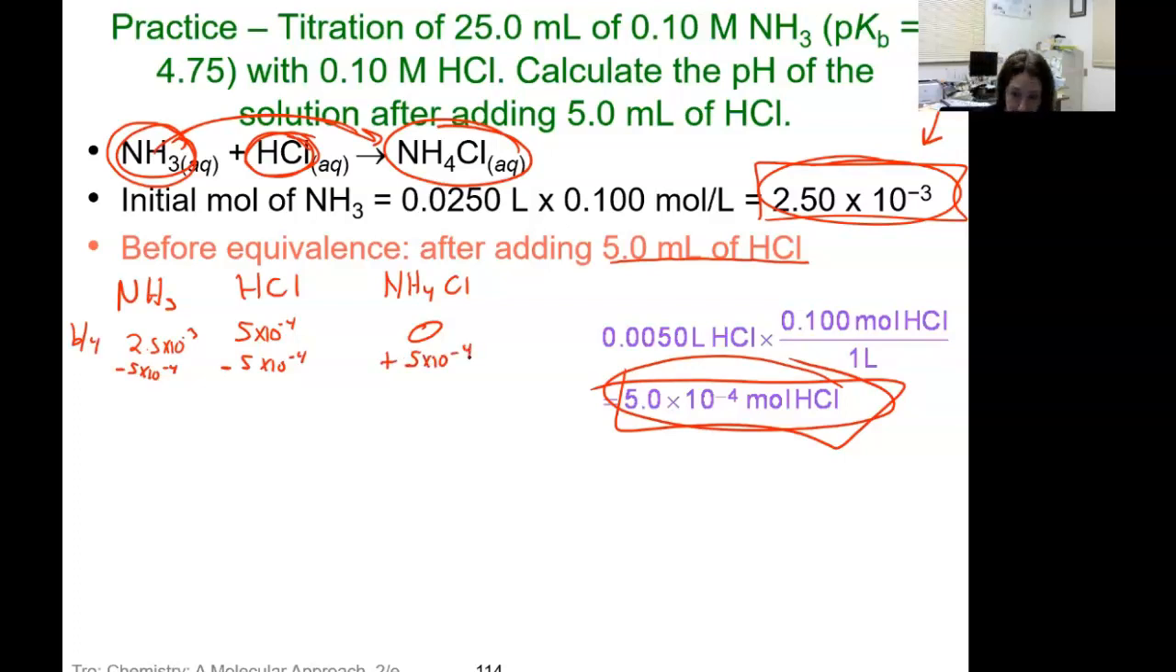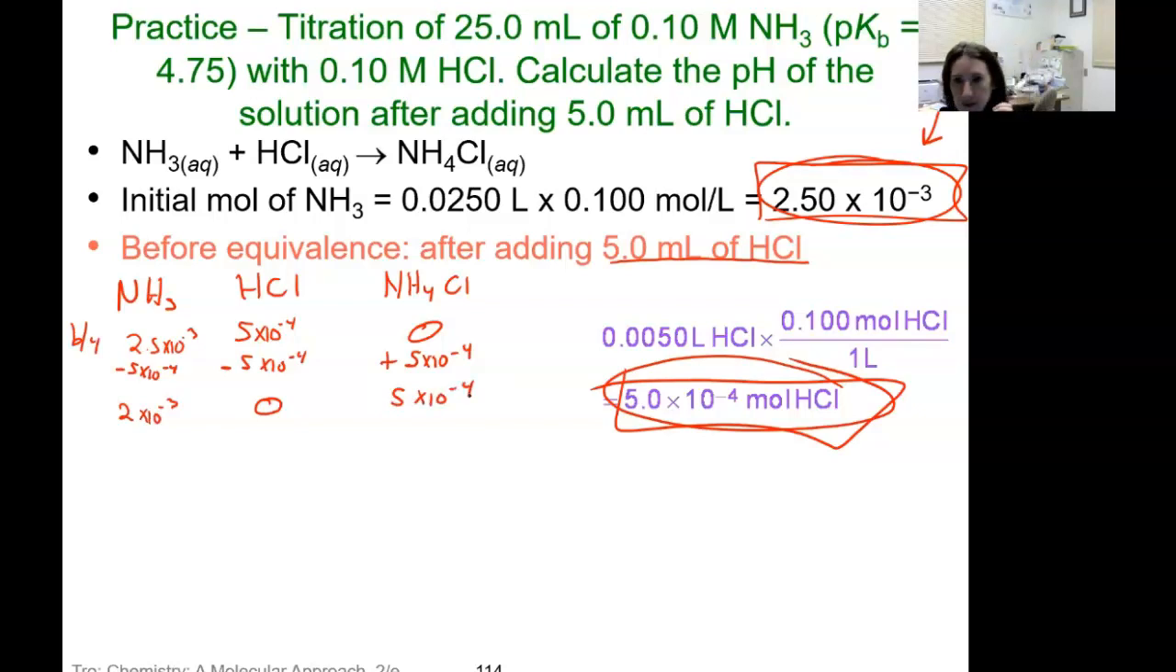So when we subtract this, that's what we added. Now after we subtract it, we have 2 times 10 to the minus 3 of our base left. We don't have any acid left because all of our acid reacted with our base. So we have no acid left. And then left over here, we have 5 times 10 to the minus 4. Now look at what we've got left here.